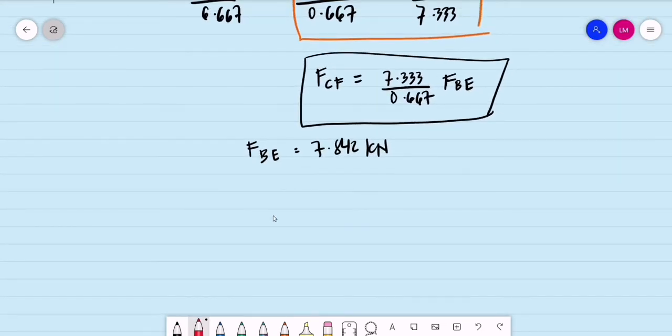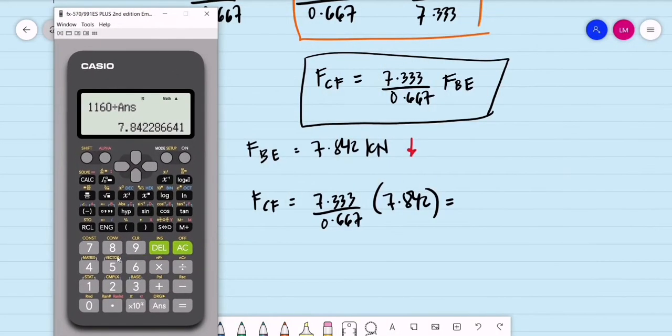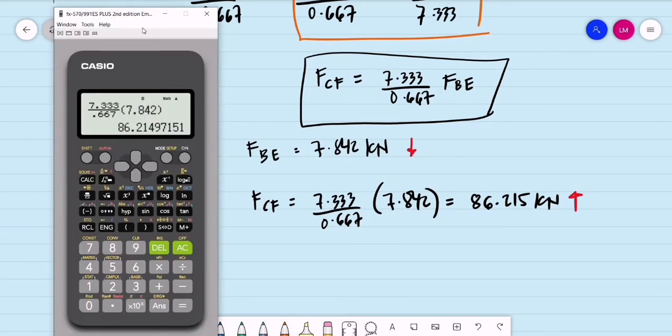By the way, the axial force for column BE is downward. The axial force for column CF is equal to 7.333 divided by 0.667, multiplied by 7.842 kilonewtons. So that is 86.215 kilonewtons. And for column CF, the direction of the axial force is upward, 86.215.